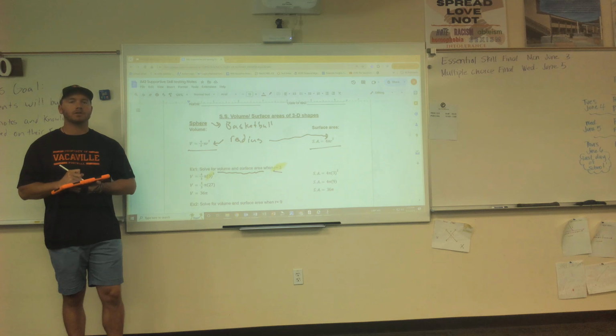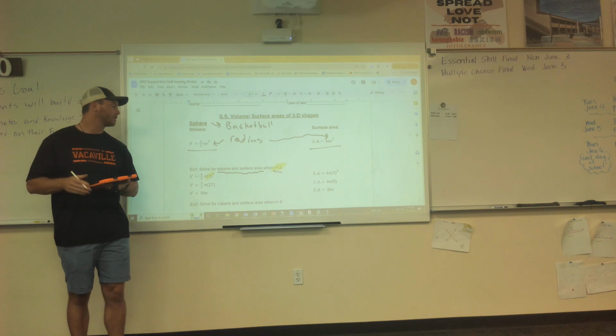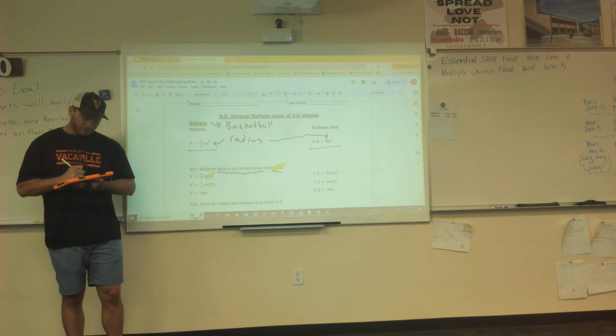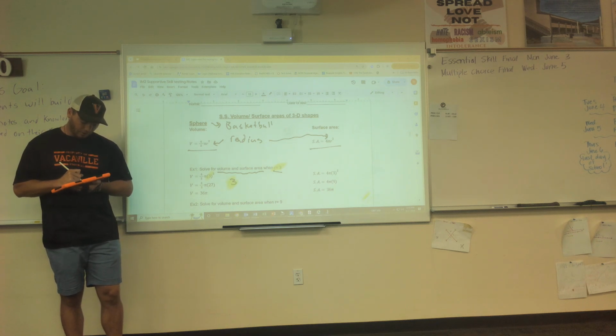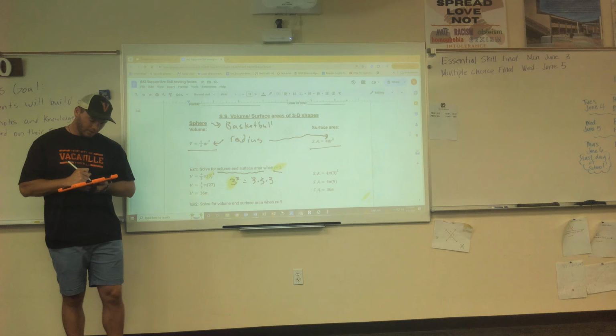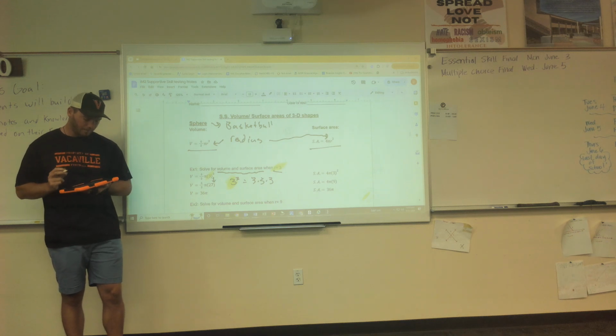Start with our exponents, because there's nothing inside parentheses that needs to be added or subtracted. So we'll start with our parentheses. 3 cubed is 3 times 3 times 3, which gives us 27. So that's how we get from 3 cubed to 27.